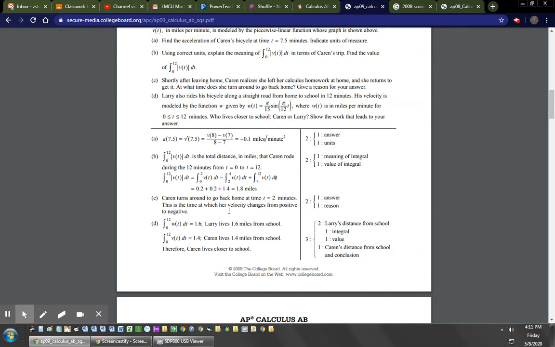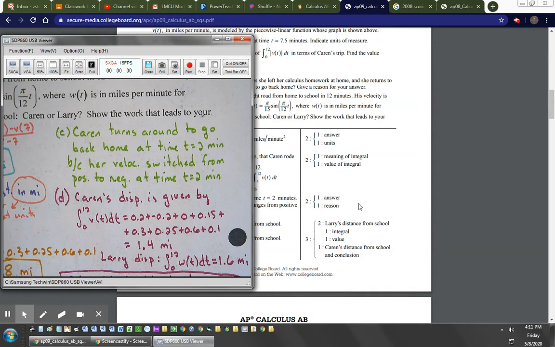Did they say that again? No, we said it. This is the time. So they said it that way. This is the time at which her velocity changed. And then lastly, what do we need?